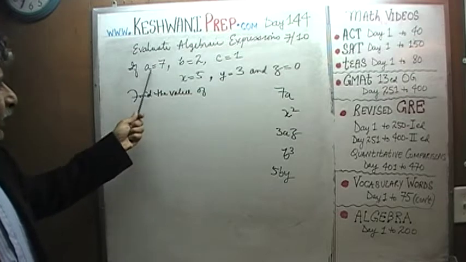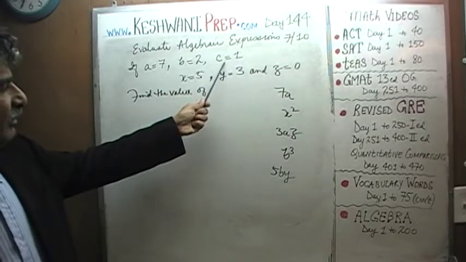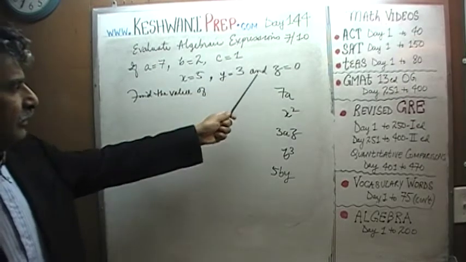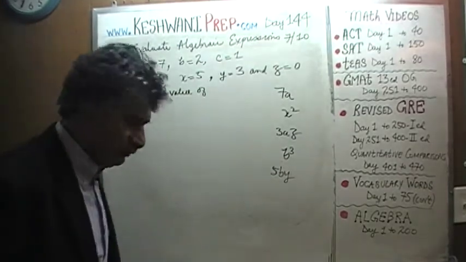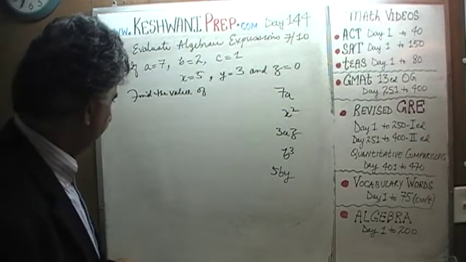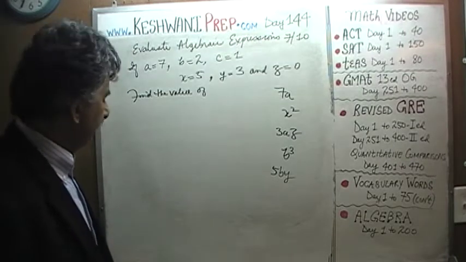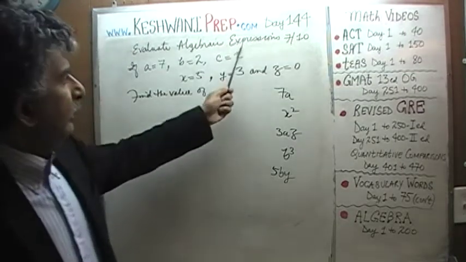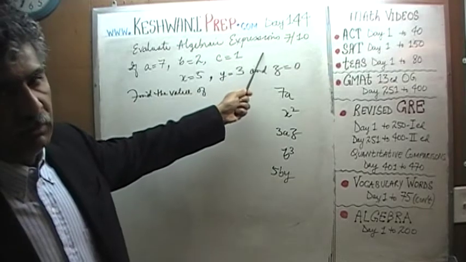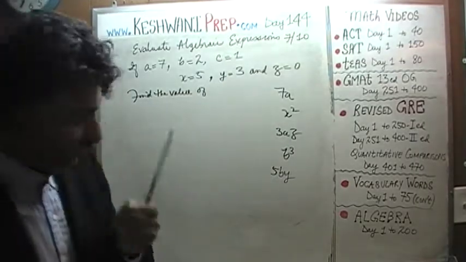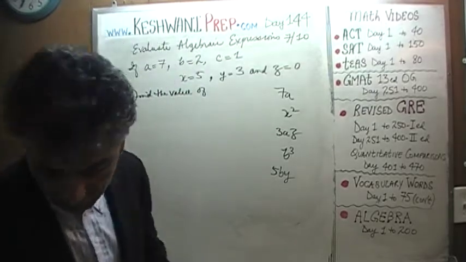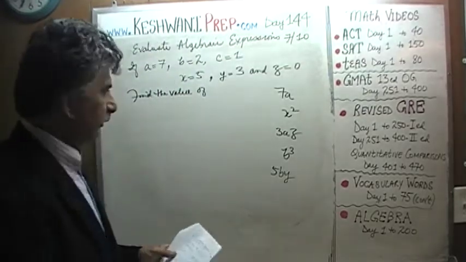We are told that if A is equal to 7, B is equal to 2, C is equal to 1, X is equal to 5, Y is equal to 3, and Z is equal to 0, what are the values of these 5 terms? Technically, strictly speaking, it should not be referred to as expressions because it only has one term. Expressions are made up of two or more terms, but anyway. So, number one.